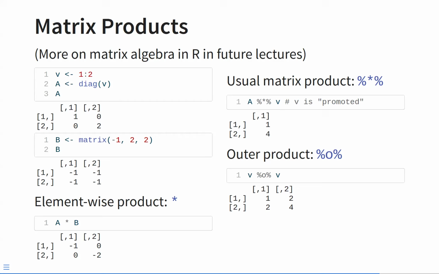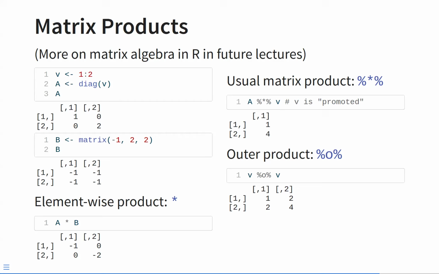To take the matrix A and matrix multiply it by V, so A matrix multiply V, I just put my multiplication sign in between two percent signs. We've already seen the percent signs once before. We saw them with the binary operator in, which is used to find the indices of one vector in which the elements of another appear.